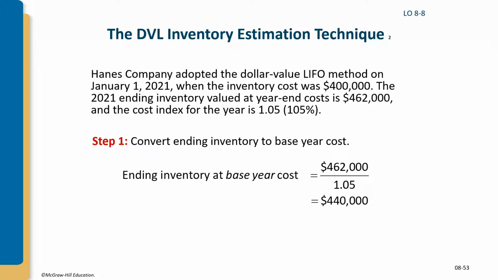Okay, divide the end of year inventory balance by that 1.05. Essentially what you're doing is restating the inventory at January 1 costs. Okay, so what we're saying is if you bought that inventory and how much it cost on January 1, it would have only cost you $440,000.